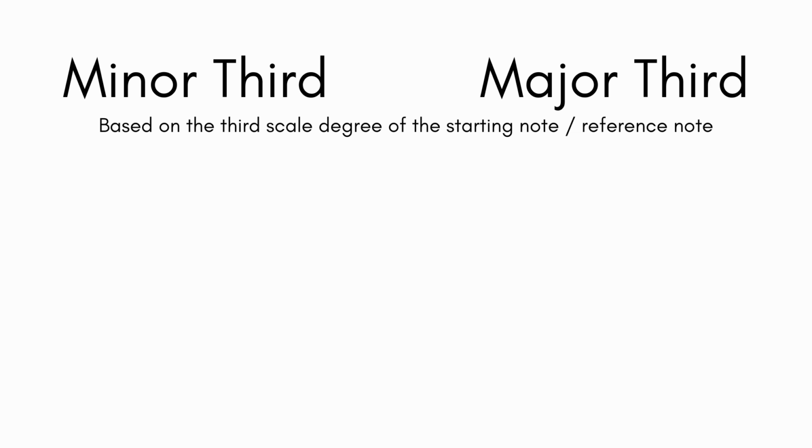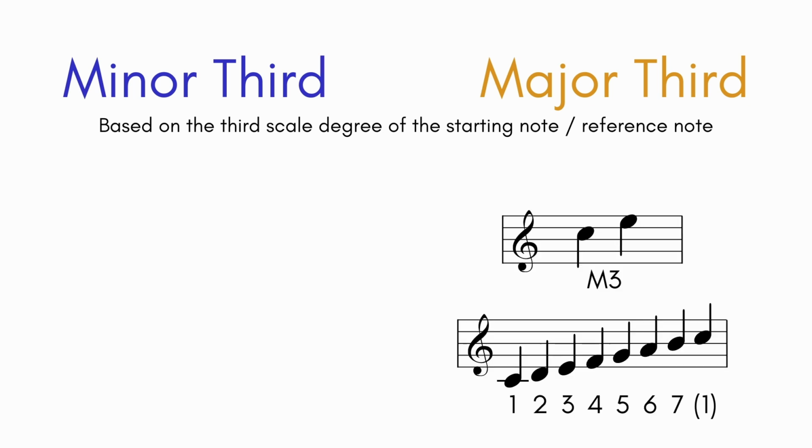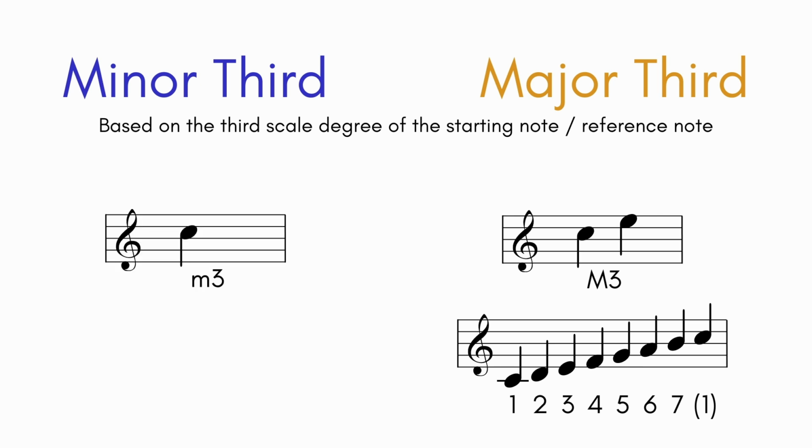Now for a new and very important interval, the third. The third is based off of the third scale degree of the starting note, and can be minor or major. A major third is the interval commonly associated with happy sounding music, while the minor third is commonly associated with sad sounding music. A major third from C is E, since E is the third scale degree of C. A minor third from C is just a half step lower than the major third, so a minor third up from C is E flat.